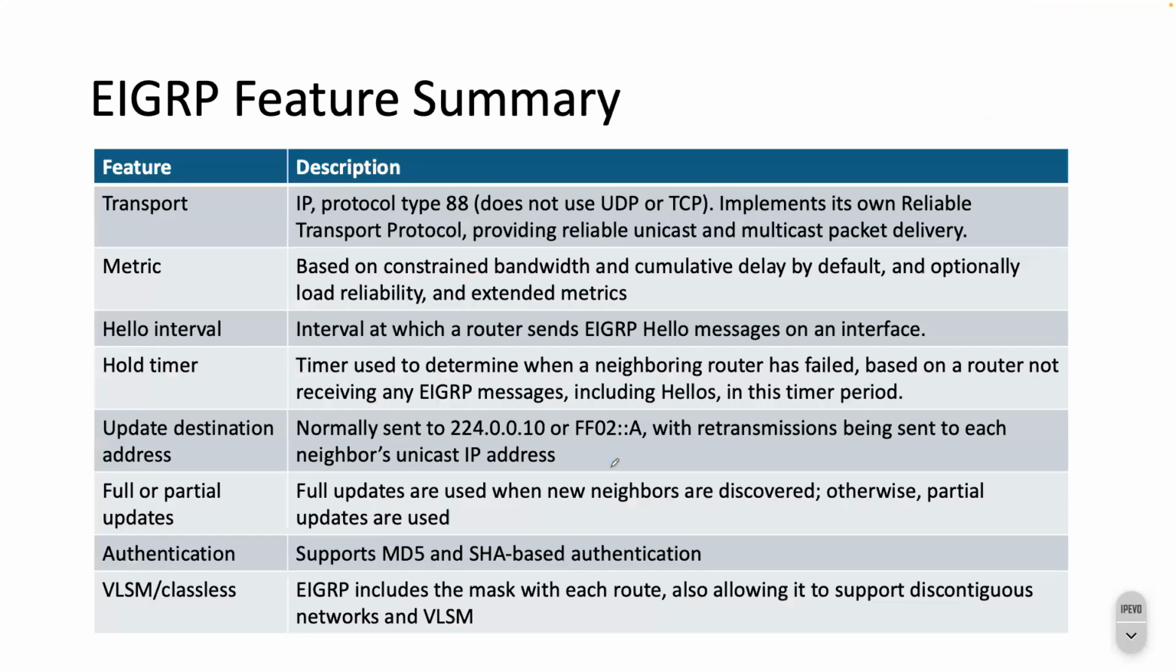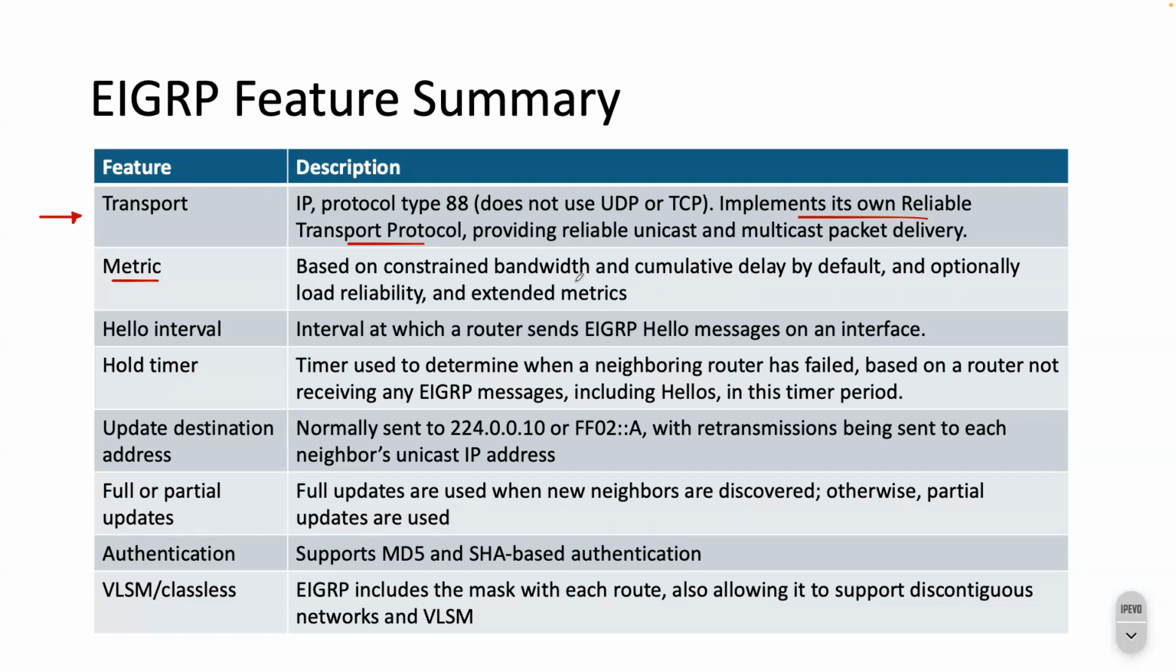All right. Moving ahead, this is a summary of all the features we have in EIGRP. First, it uses IP protocol number 88 as its transport protocol. It implements its own reliable transport protocol, RTP, providing reliable unicast and multicast packet delivery. Metric. All these topics will be covered in detail in the upcoming slides. This is just a feature summary.